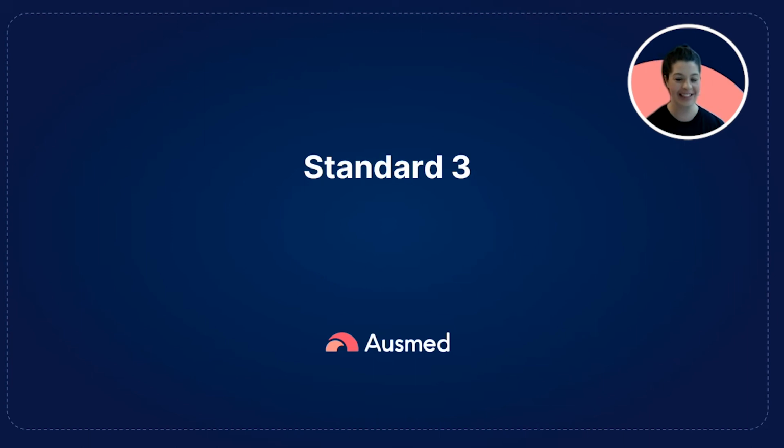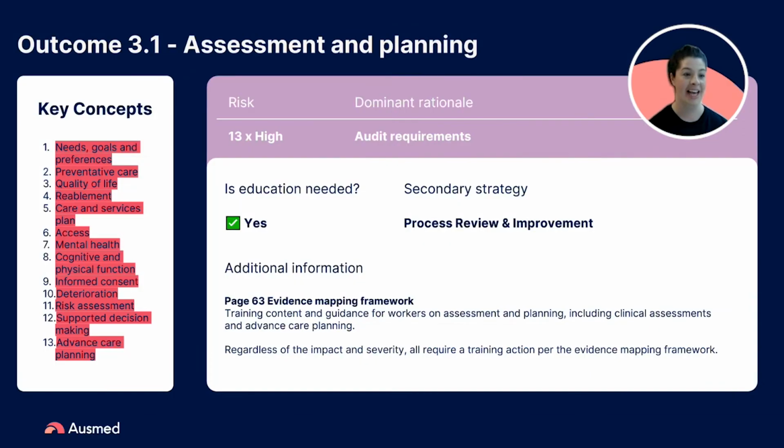All right, let's switch gears into standard 3, starting with 3.1, assessment and planning. I will try and whiz through this as quickly as I can, because I hope you're all getting the gist of the process. We are looking at the outcome, assessing the risk based on a criteria, and thinking, is education needed? If so, why? What's the rationale or evidence?